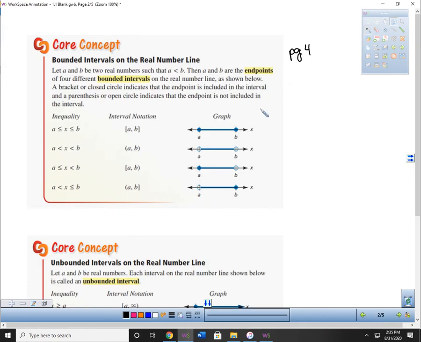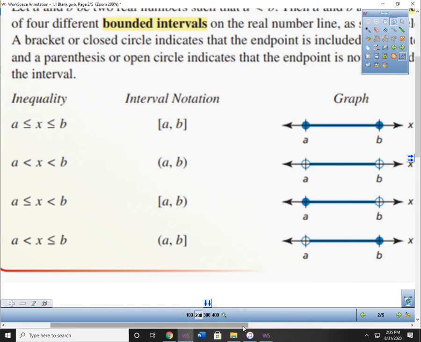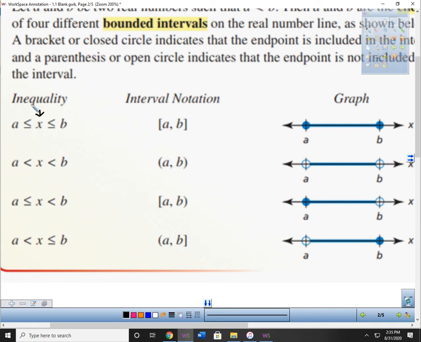All right, so bounded intervals. Bounded intervals mean that there are boundaries. So this should be something that is familiar, open and closed circles, and this might be a little bit new. If we have this inequality, that means that our numbers are all between A and B. So if you have A here and you have B here, we are shaded in between because all of our numbers are between those.